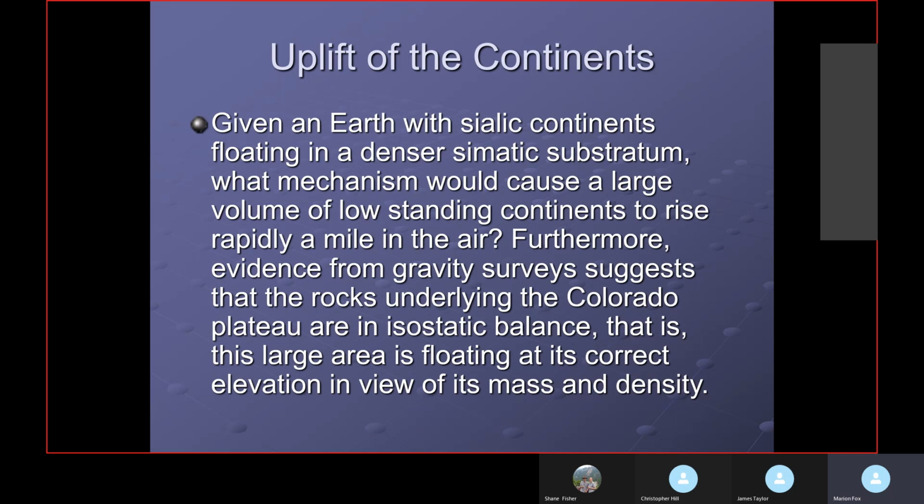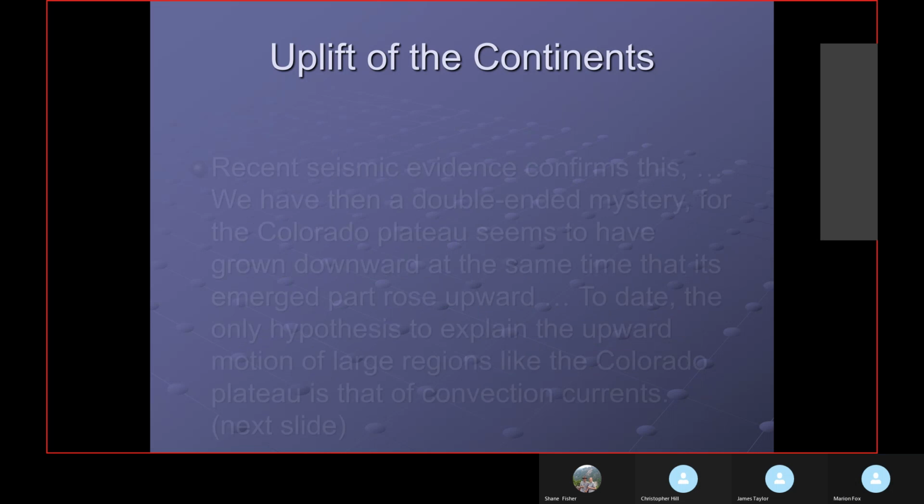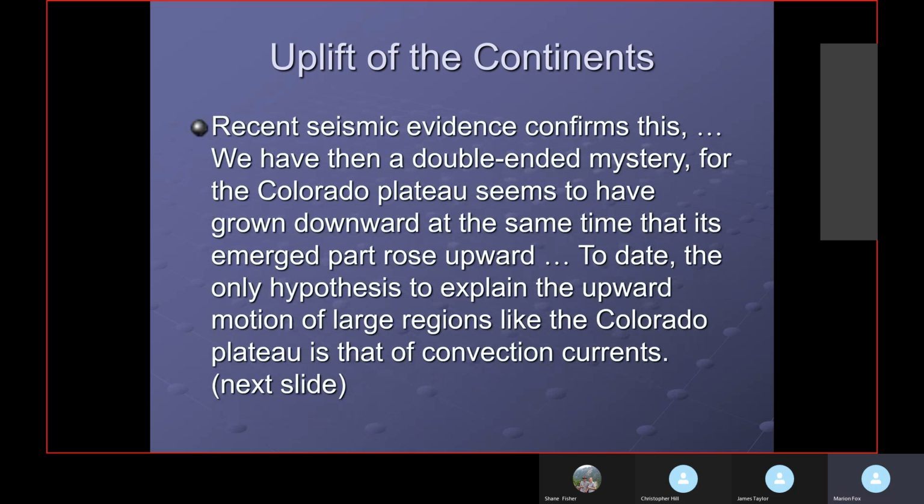Furthermore, evidence from gravity surveys suggests that the rocks underlying the Colorado Plateau are in isostatic balance. That is, this large area is floating at its correct elevation in view of its mass and density. Recent seismic evidence confirms that we have then a double-ended mystery. This is a mystery to the atheists, not a mystery to me. For the Colorado Plateau seems to have grown downward at the same time that its emerged part rose upward. So it seemed to have grown on the bottom at the same time it grew on top.